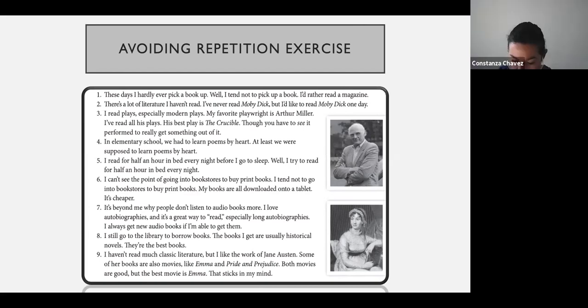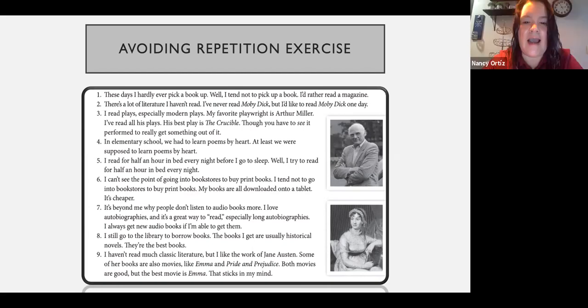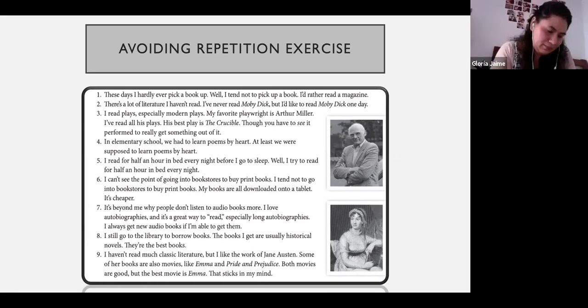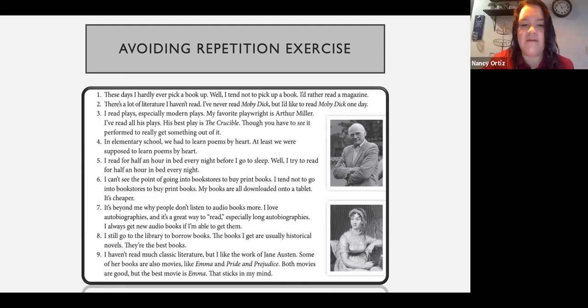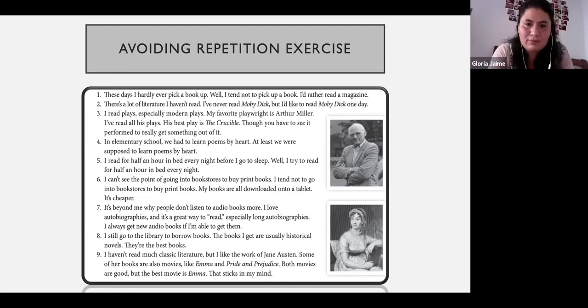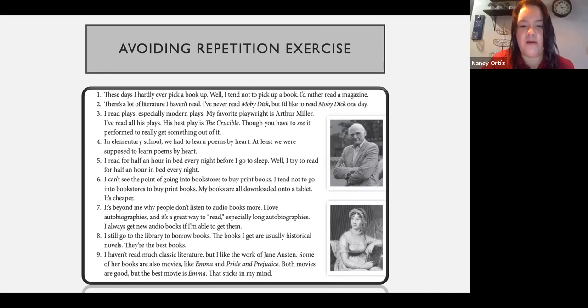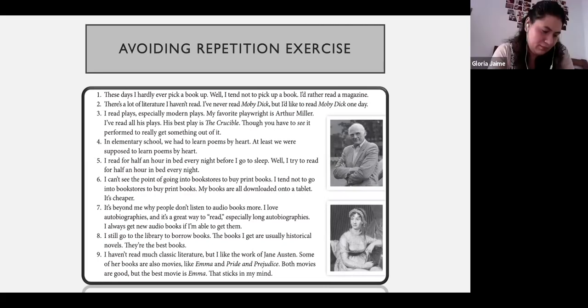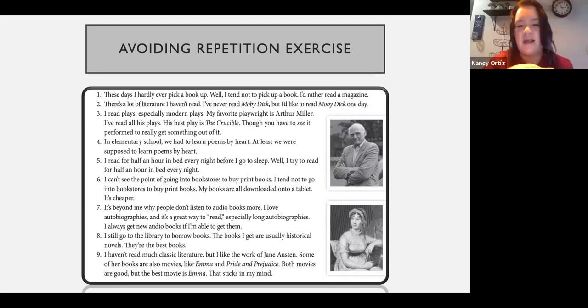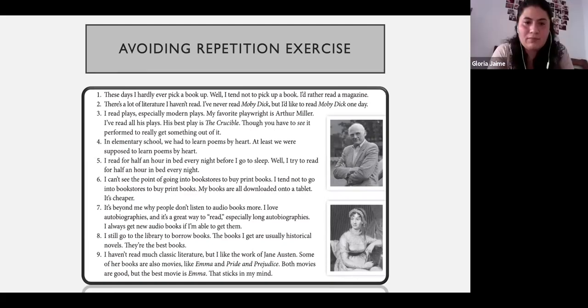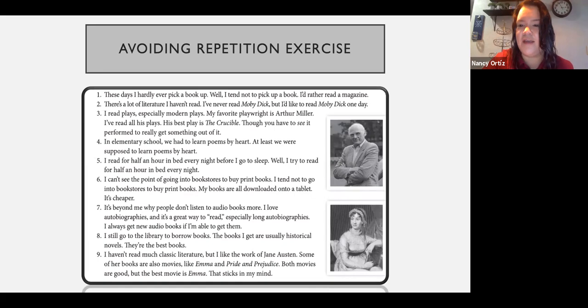No, teacher, because we are talking about autobiographies, not audiobooks. Yeah, audiobooks was mentioned before, but then they changed the subject. Okay, so it's beyond me why people don't listen to audiobooks more. I love biographies, changing subject, and it's a great way to read, especially long ones, correct? I always get new audiobooks if I'm able to. Okay, just once, Gloria. The rest, two more that you use, correct, okay?